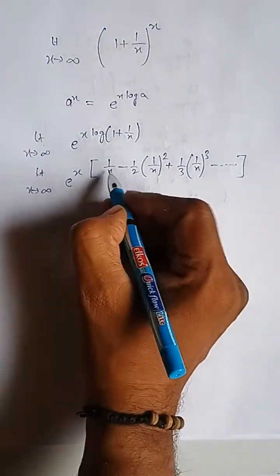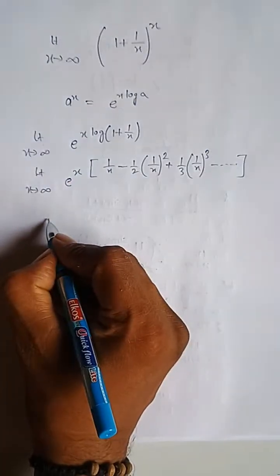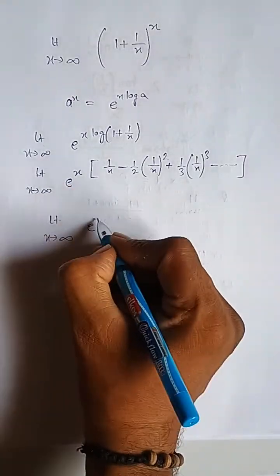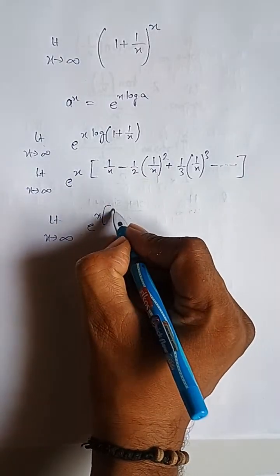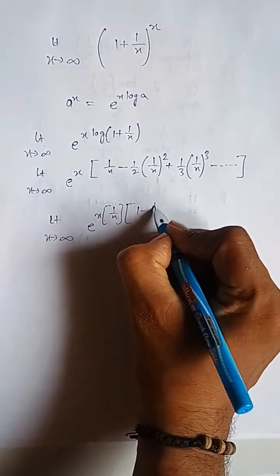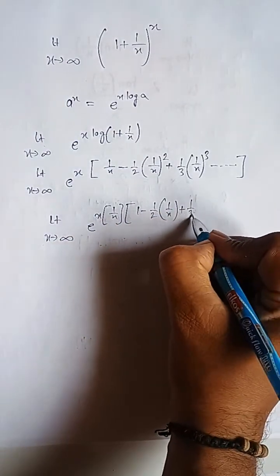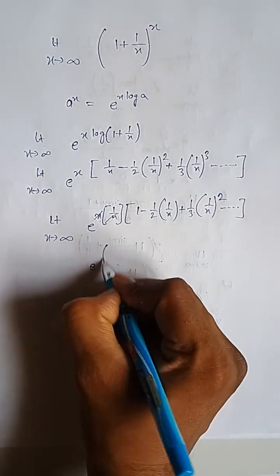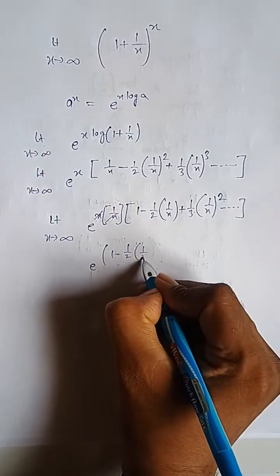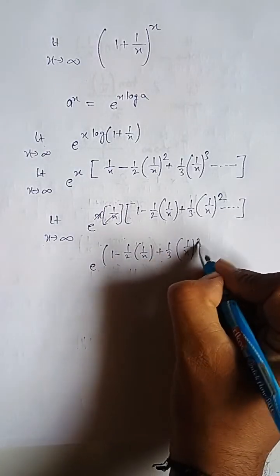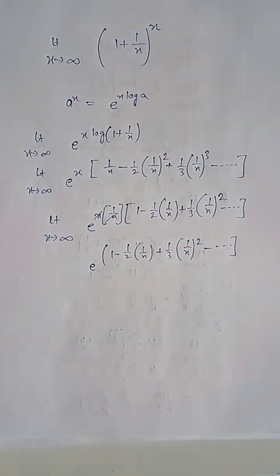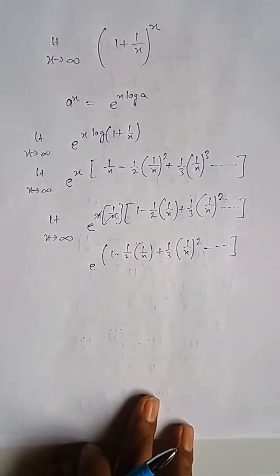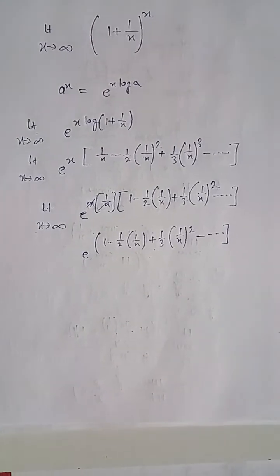Right. Now I can take 1 by x common from all in the next step. So limit x tends to infinity of e to the power x, and from here I am taking 1 by x common. So 1 by x taken common, the rest is 1 minus 1 by 2, 1 by x plus 1 by 3, 1 by x square minus dot dot dot. x cancels. Okay, e to the power 1 minus 1 by 2, 1 by x plus 1 by 3, 1 by x square, dot dot dot. Clear.